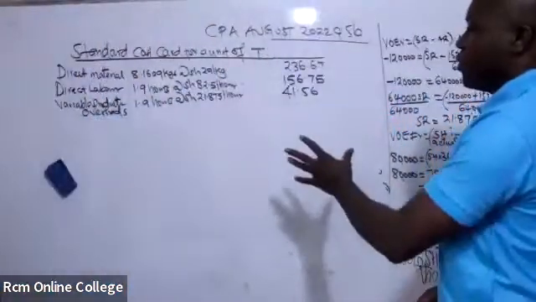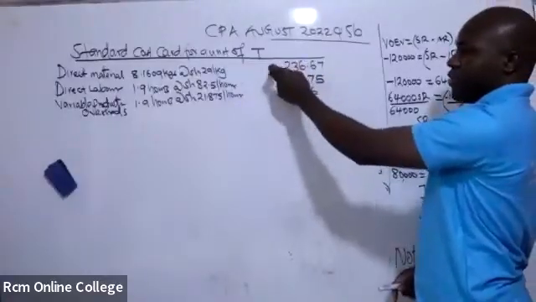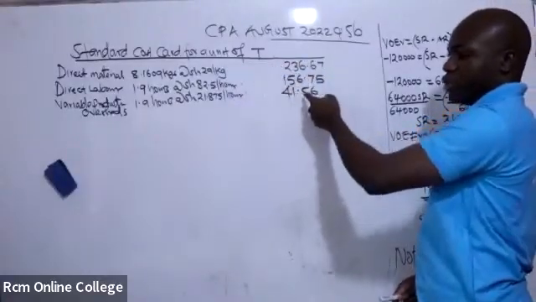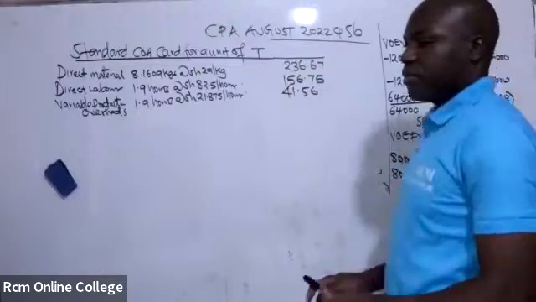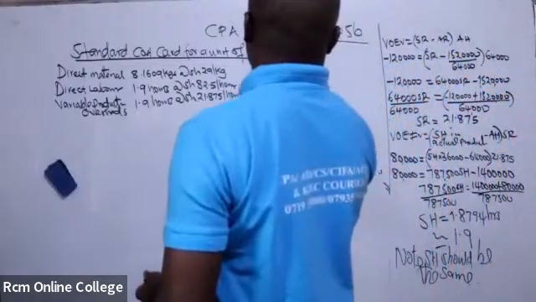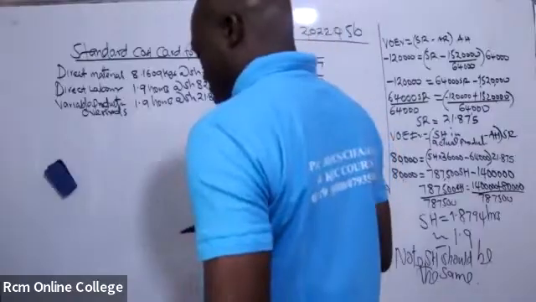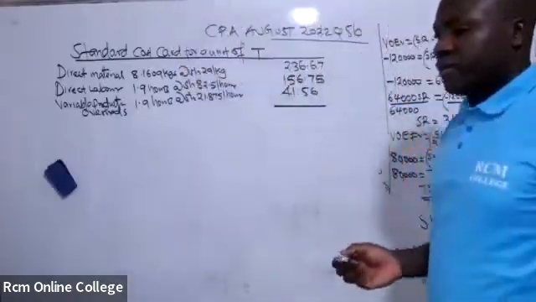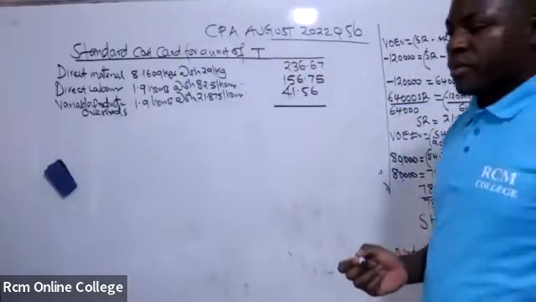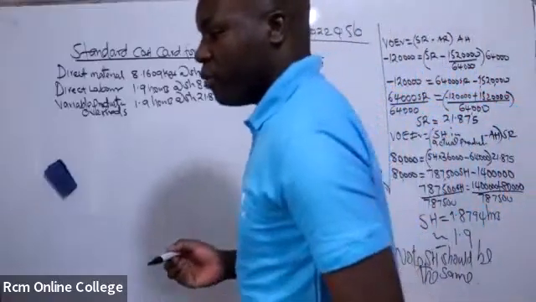Good. So we have direct material, we have direct labor, we have variable production. Can we add the three? 434.98.